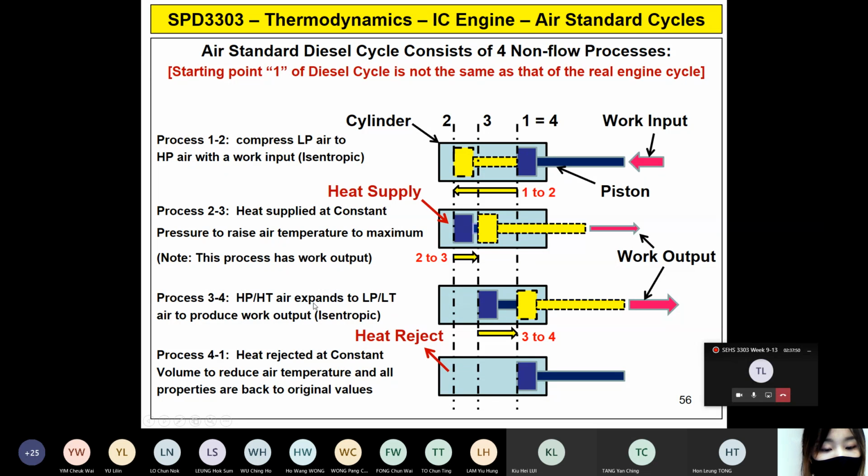Process 3 to 4 is the same as the Otto cycle: it expands and does work, an isentropic process. In process 4 to 1 at constant volume we reject heat, the waste heat. These three processes are the same as before; only the heat supply process changed from constant volume to constant pressure. That is the whole process. If you have any problems, ask me, and let's take a 5-minute break, okay?